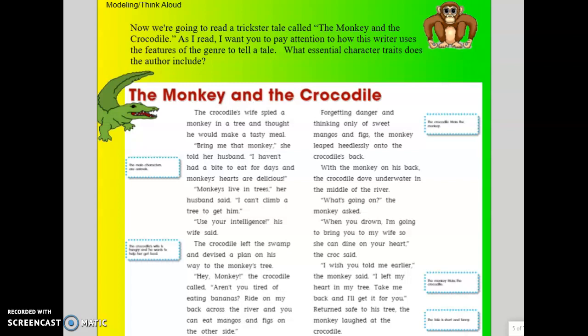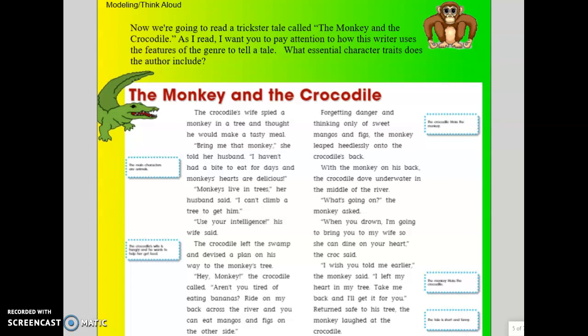Once the monkey realized he was being tricked, he said, "You know what? I left my heart back in the tree. Why don't you just take me back there and I'll get it?" And of course the crocodile believed him, and so took him back to his tree, and the monkey was able to climb back up the tree where he was safe because the crocodile couldn't climb the tree. So, you see how both characters are a little, I guess the word we could use is gullible. Have you ever heard that word, gullible?